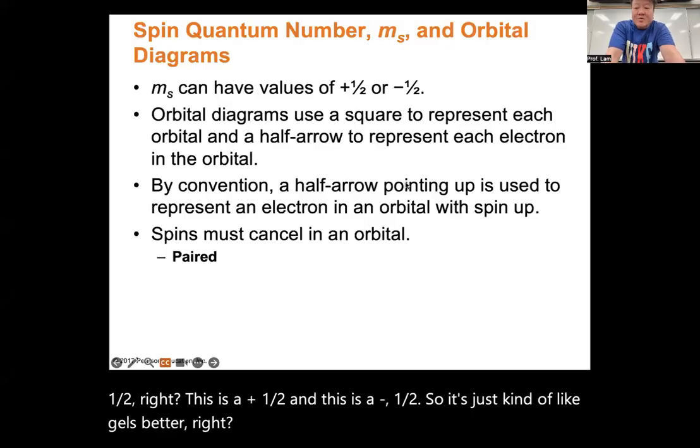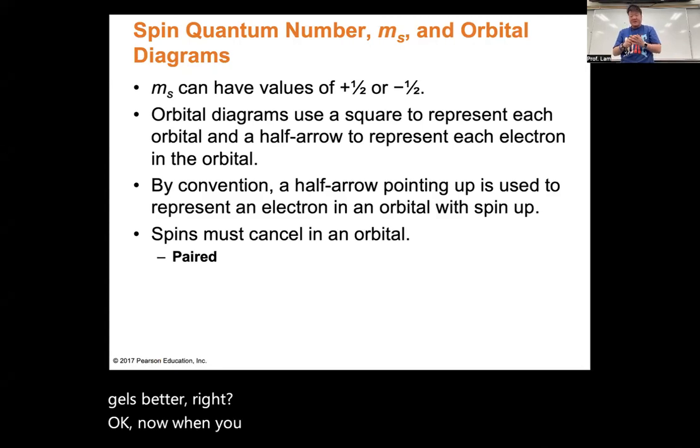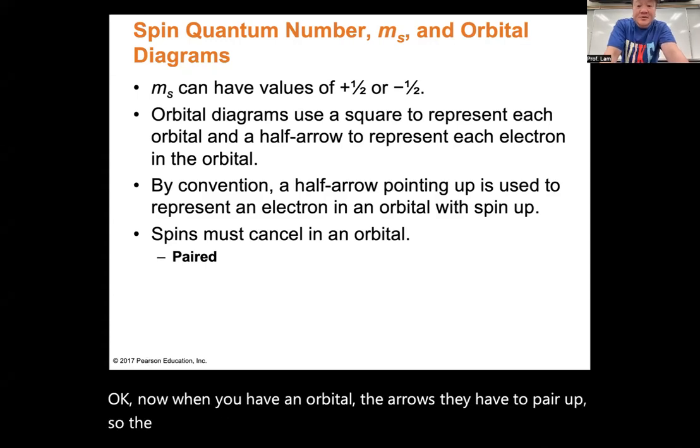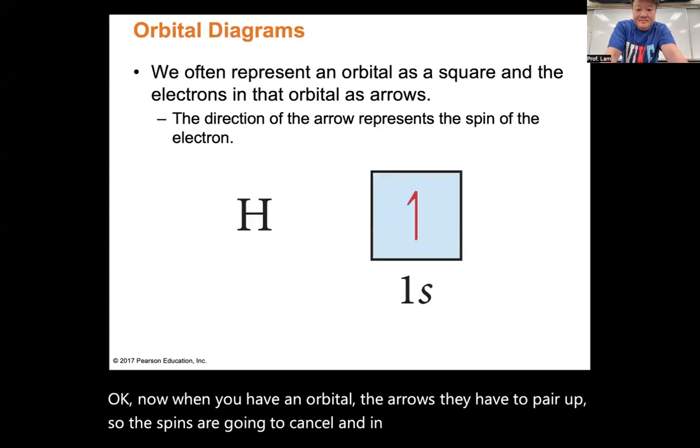Okay. Now when you have an orbital, the arrows have to pair up. So the spins are going to cancel in an orbital. So this is how it's going to work.